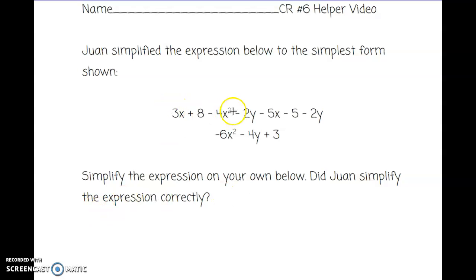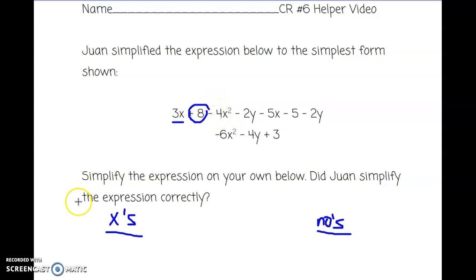So if I go left to right, remember I start by writing down my variables. It looks like I have x's here, so I'm going to go ahead and make an x's column. I have just a plain old 8 right here with no variable, so I'm going to call those no's. And I always put my no's at the end because they don't have a variable. So there's my no's column.